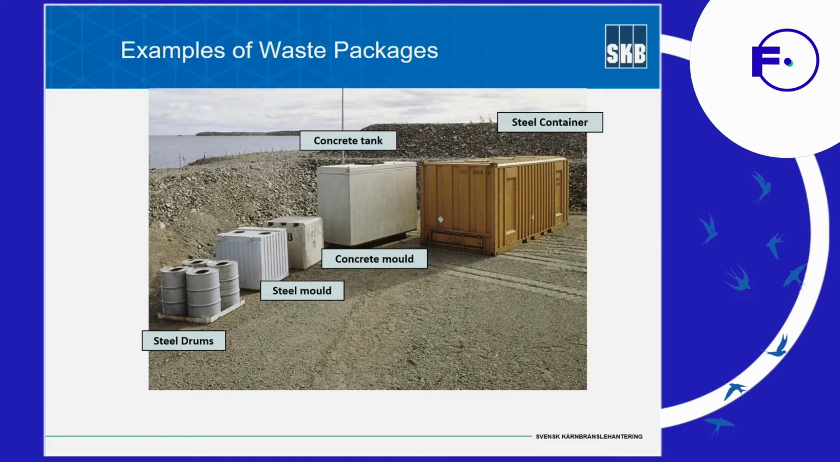On this slide, you see examples of waste packages which are being used in Sweden, ranging from steel drums to large steel containers, normal shipping containers. The latter, the shipping containers, can be used for waste with very low activity and which doesn't need to be solidified, while the steel drums or the concrete molds are used for ion exchange resins, which need to be solidified before you put it into storage.